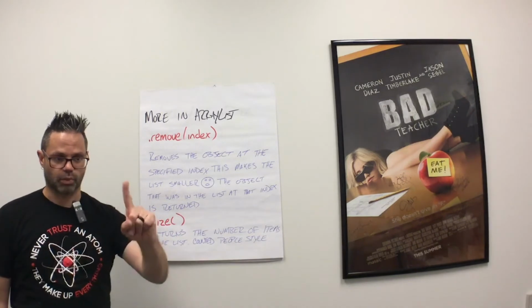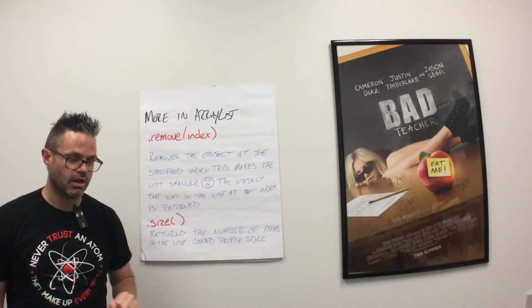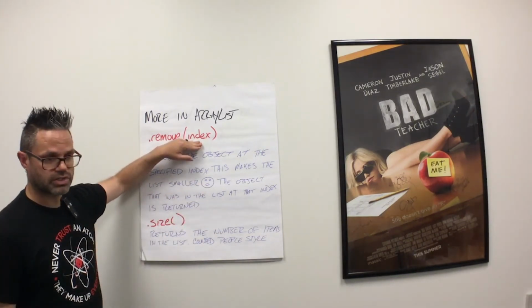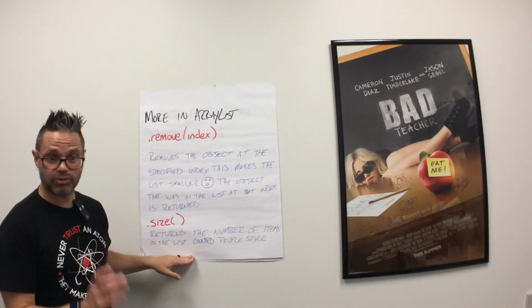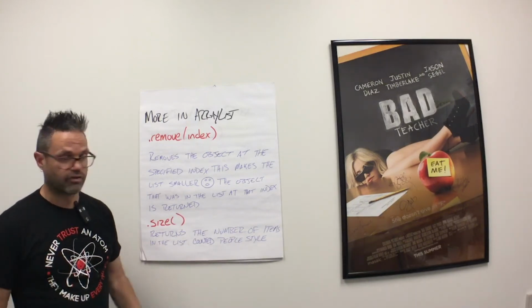So human counting starts at 1, 2, 3, 4, but indices always start at 0. So that's the thing we need to remember when we're talking about this. The size gives us the counting of them, the number, the human value of it, versus the index, which is one off on that.